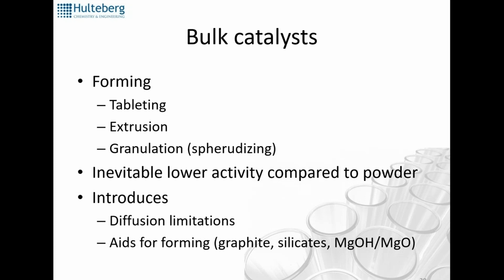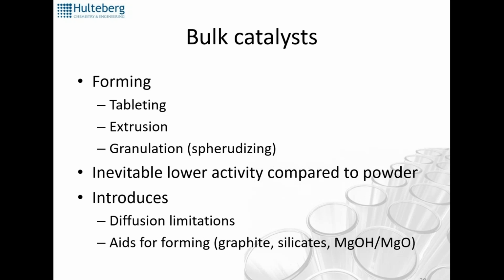Another very common way of doing this is extrusion, where you take this paste and you push it through a die and you get smaller extrudates out of that. They're round and elongated. Or if shape isn't that specific, you can do something called granulation, where you form round-ish catalyst particles, but you get a distribution in size and it's less precise than if you make round tablets, for instance.